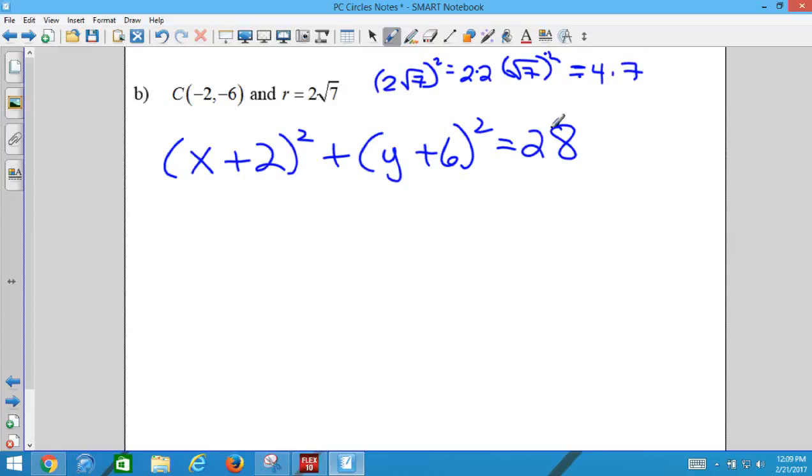When people were doing their assignments in my other class, the biggest mistake I saw was not squaring the r, like just going too fast and writing it really quickly. So make sure you square the r.